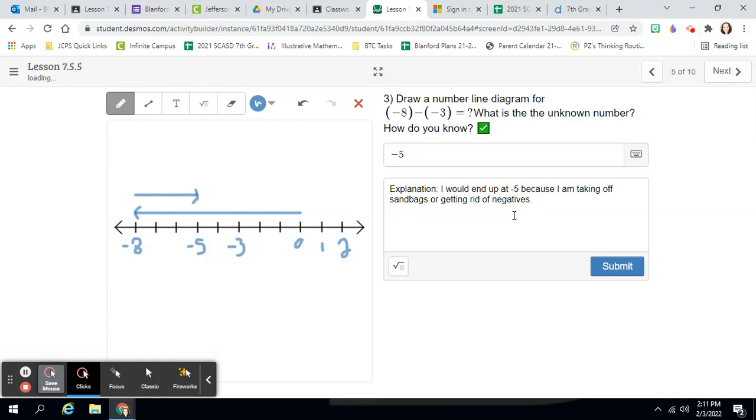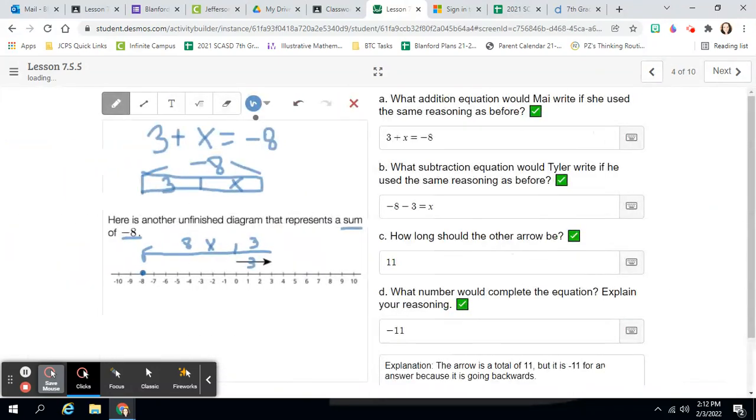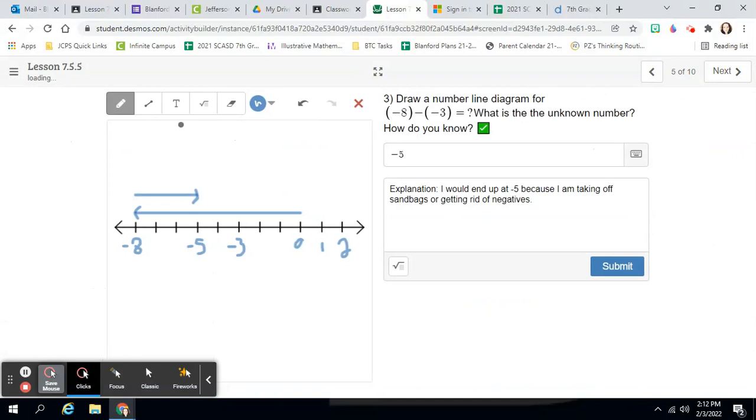So my explanation was simply what we had just talked about. I know that I would end up at -5 because we're getting rid of or taking off negative numbers. Now, having said that, if we go back, we know that subtraction problems can also be written as addition problems, right? And if I look at this diagram from before, we know that the first number is what we started with, right? So we started at +3. And then we also know that if we're adding, this number would be -11, right?